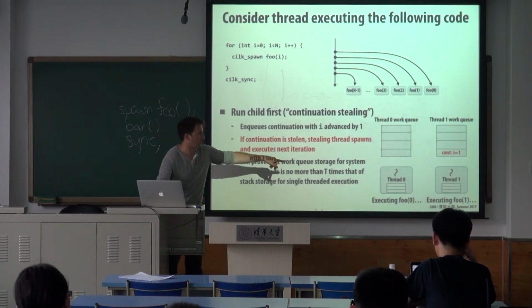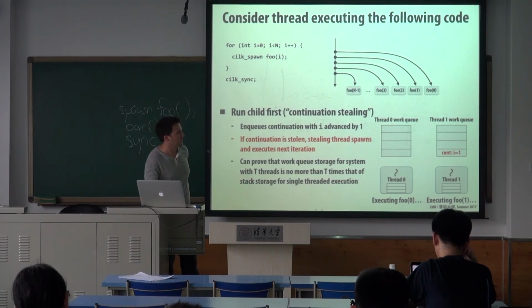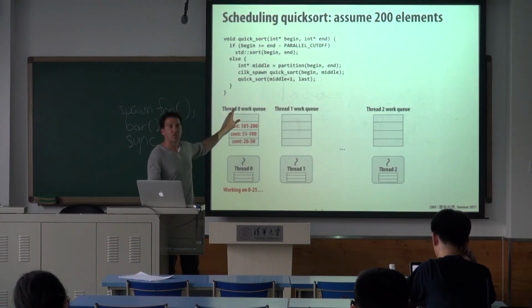So thread 1 would still be a continuation. Okay. So now let me look at the example of quicksort.